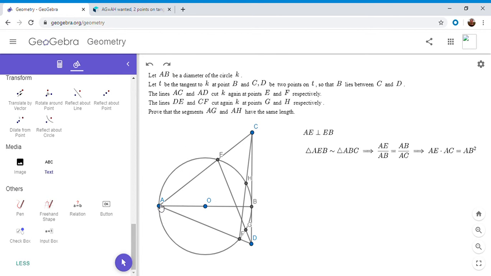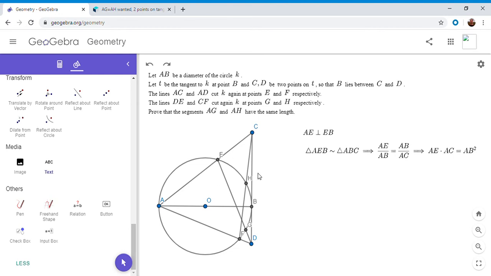We know that triangle AEB is similar to triangle ABC, because they both have a right angle. AE is perpendicular to EB, and ABC is a right angle. And they also share the angle CAB. They're both right triangles sharing that angle, so they have to be similar triangles. And that means that AE over AB has to be AB over AC. And then some very slight algebra shows AE times AC is AB squared, which is what I said in the beginning.